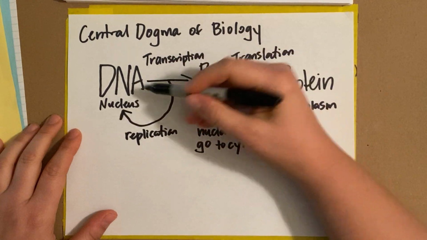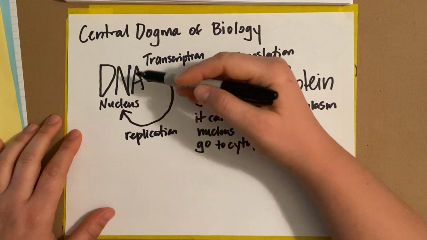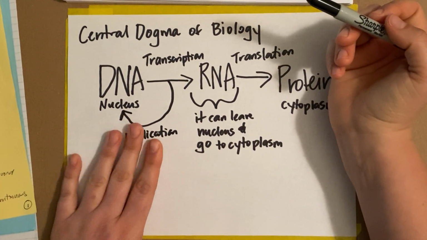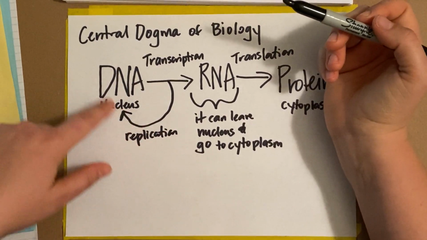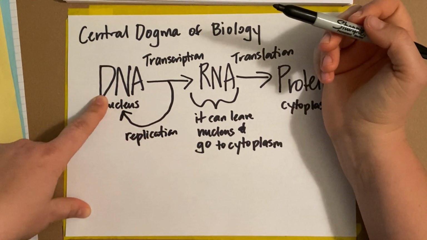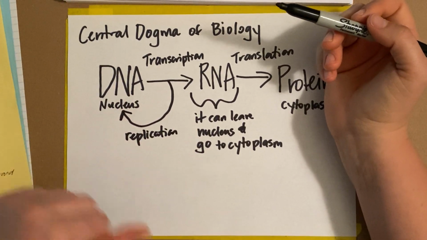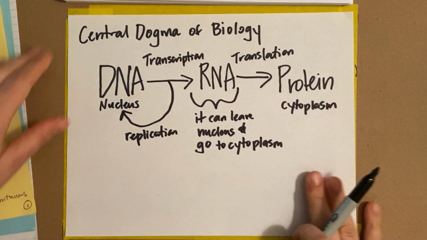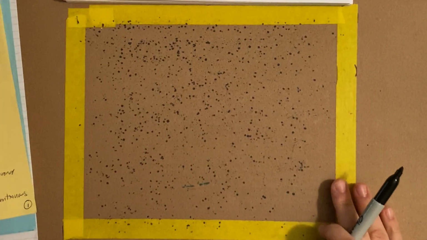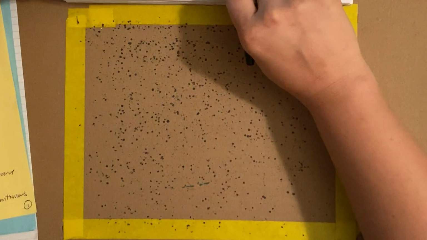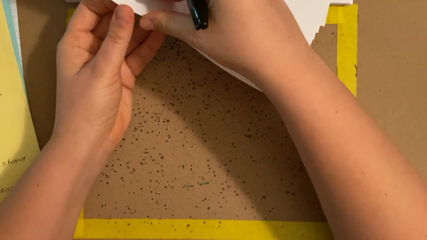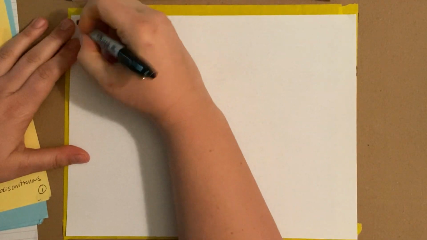Transcription takes place in the nucleus because anything that deals directly with DNA has to be in the nucleus. Okay, so we're first going to talk about replication, how DNA is made, how you make more copies of DNA, and then we'll move on to transcription and translation. All right, so starting with replication.